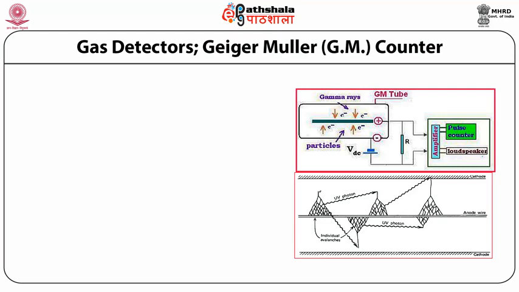Gas detectors: Geiger-Müller counter. We will look into the various concepts about the Geiger-Müller counter. A gas detector operated at voltages higher than proportional counters is called a Geiger-Müller counter. So we can say that out of all the gas detectors we have studied, Geiger-Müller counters are operated at the highest voltage. So what is the outcome of these detectors?